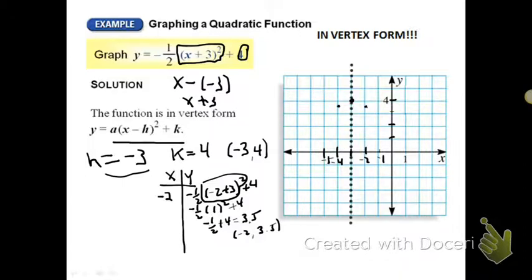So that would be that point. So I get that coordinate for free, really, just using symmetry. Let's plug in another x value. I already know what I get when I plug in negative 4, I get that. Negative 3, I get 4. When I plug in negative 2, I get 3.5.